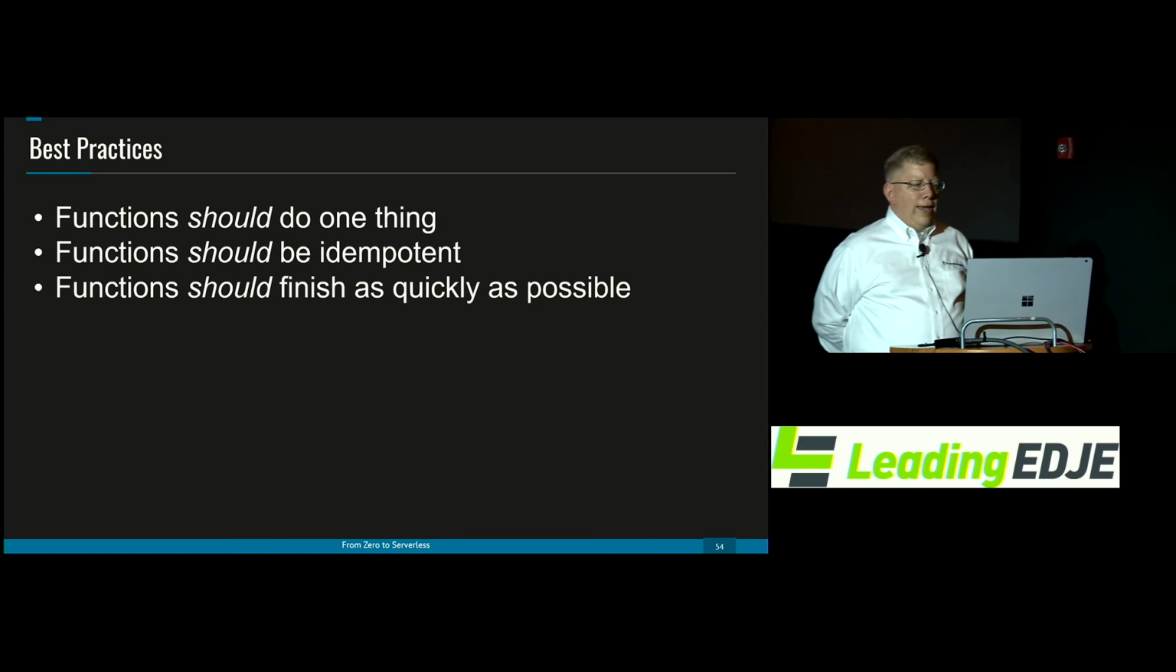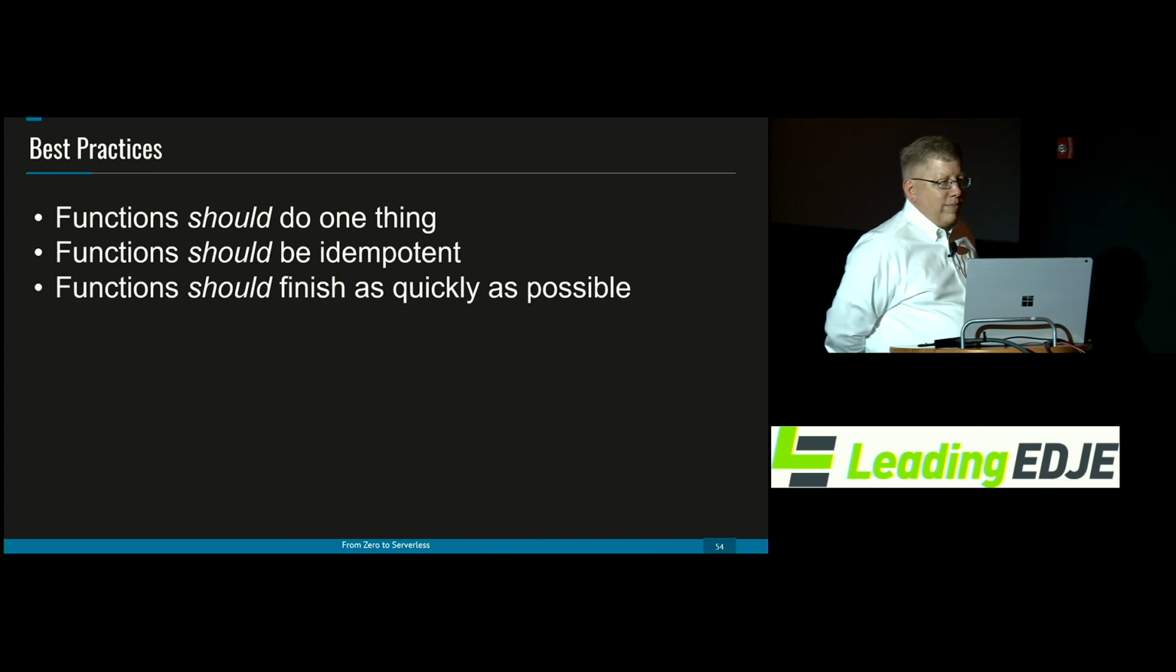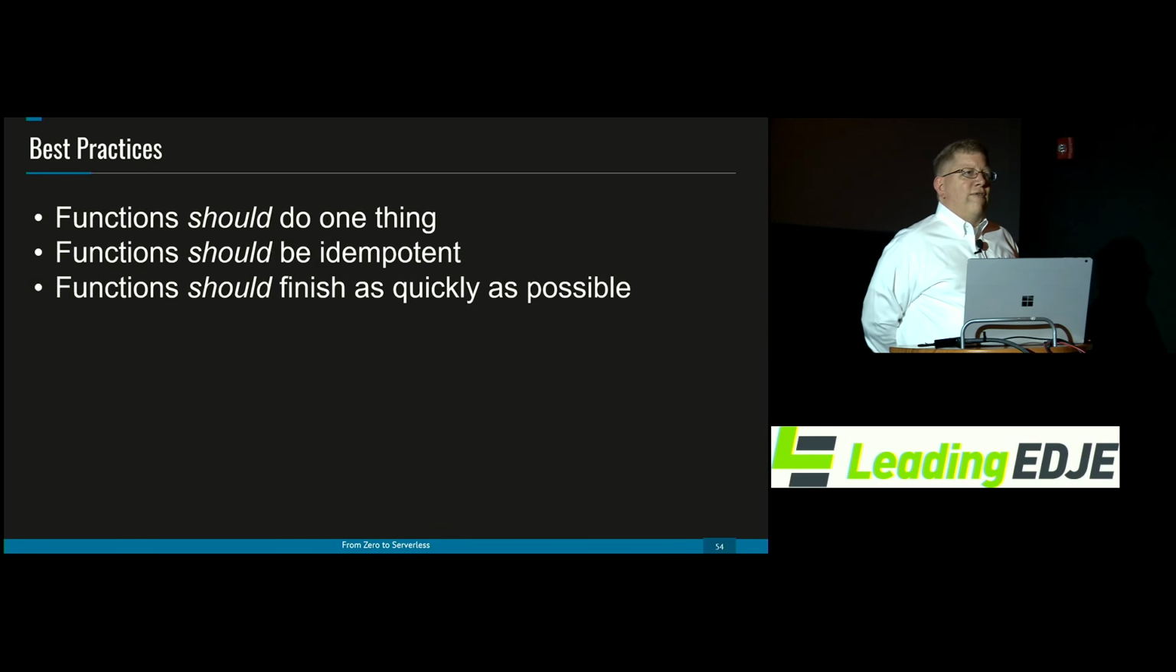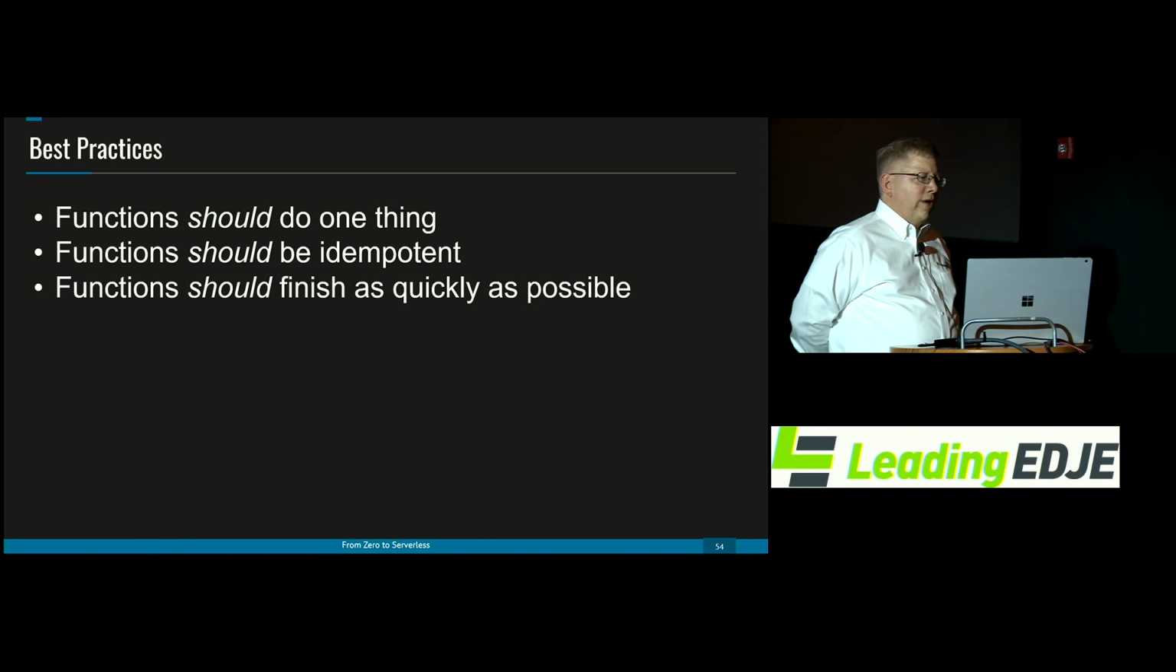They didn't do multiple things. Functions should be idempotent. And I always have to look that up again, but it basically means that they shouldn't have any side effects. More importantly, if I call it once, when I call it the second time, I should basically get the same response. Obviously, if it's returning data, the data might have changed, but there shouldn't be a difference in what happened. It should have the same result type thing.